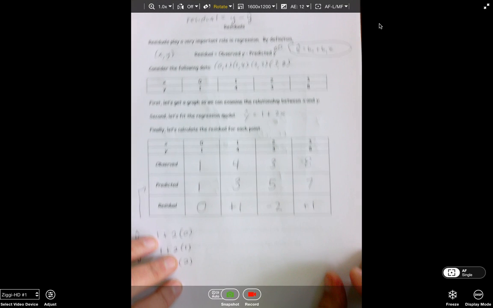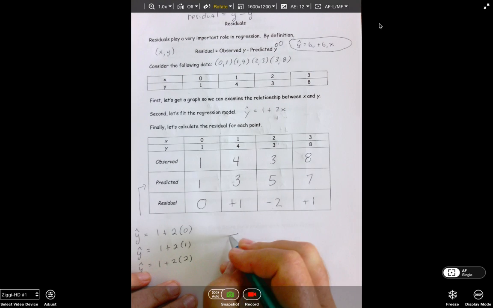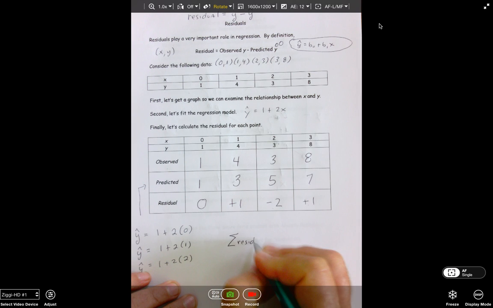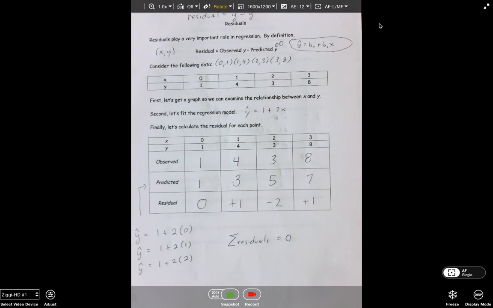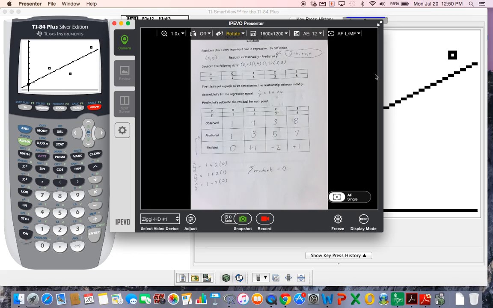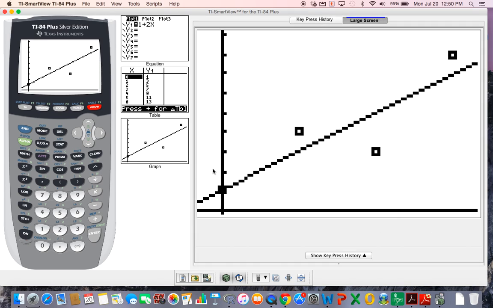Now, an interesting feature of residuals is that the sum of the residuals will always be equal to 0, and you can see that 1 plus 1 minus 2 gives us 0. Okay? So these things are really super easy to find. And even better than that, if you did everything on your calculator like I instructed you to, your calculator will find the residuals for you.